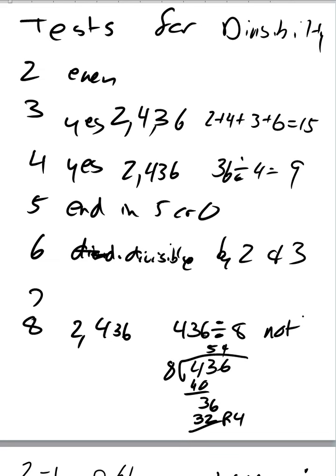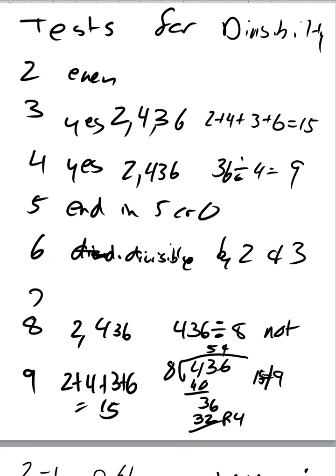Same thing you can do here to find out if it's divisible by 9. You can go ahead and add up all the digits. So once again, we did just like we did up there, 2 plus 4 plus 3 plus 6. That equals 15. 15 is not divisible by 9. That does not work. So this would be the way you could tell if it's divisible by 9. And of course, if it's divisible by 10, it ends in a 0.